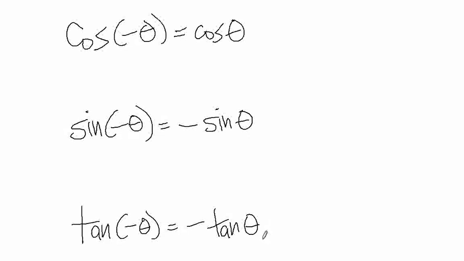So we know that the secant, cosecant, and cotangent functions are reciprocals of these functions, of the cosine, sine, and tangent functions. We also know that when you take the reciprocal of a number, you don't change the sign of it. So hopefully that can lead you to see that the cosine identity that I have written there implies that the secant of minus theta is equal to the secant of theta.